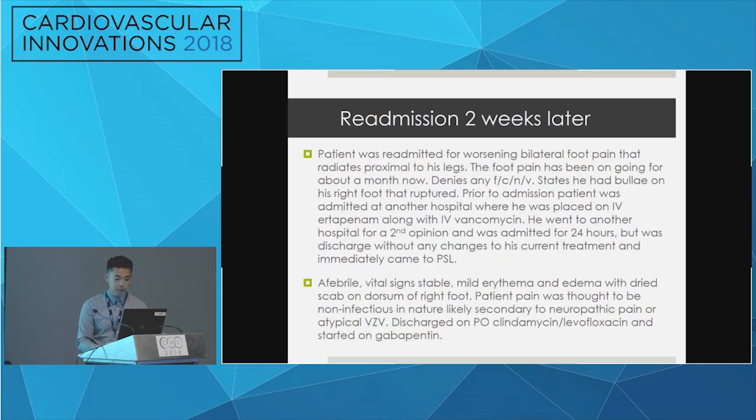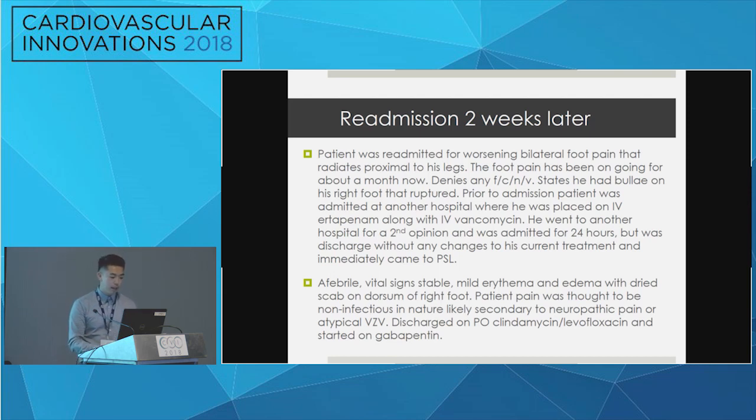And then he came back 2 weeks later, basically for the same exact issue, but at this time he also went to multiple other hospitals for consultations. He went to one hospital, they put him on ertapenem along with IV vanco, and then he went to another hospital, and they just discharged him within 24 hours because they said, you're already on whatever appropriate treatment. So after he was discharged from there, he came back to PSL right afterwards.